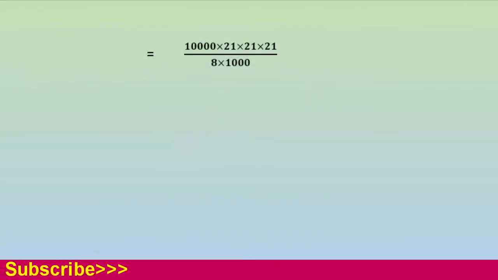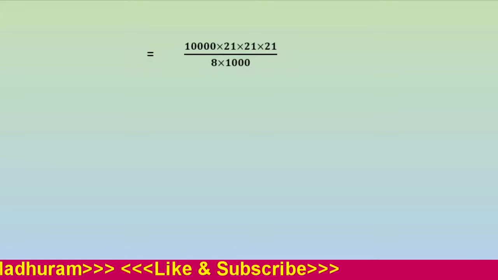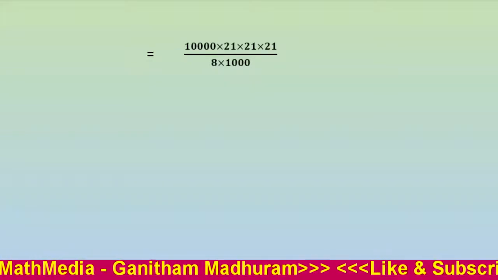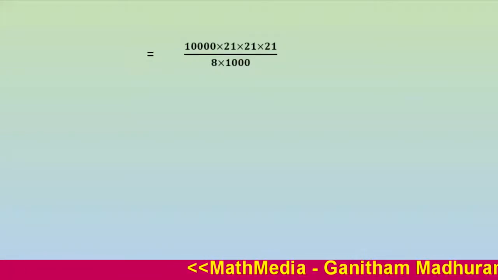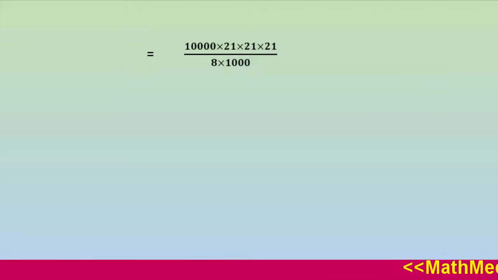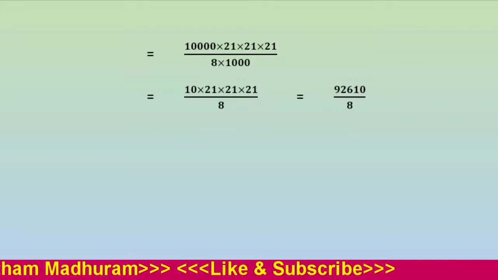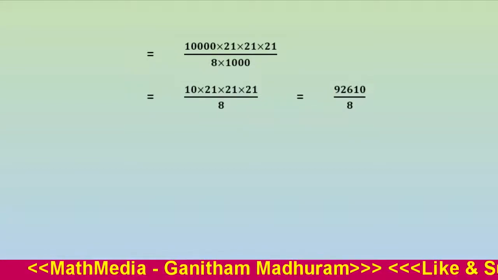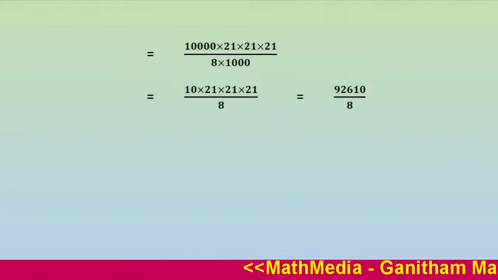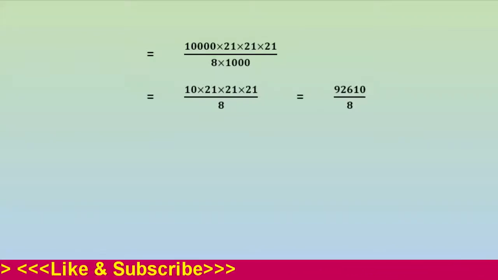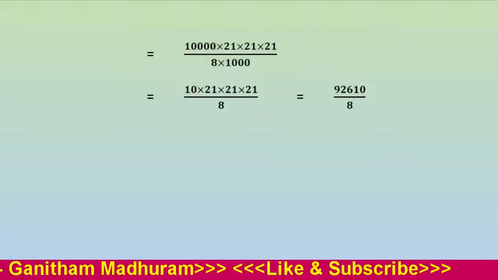Which gives in the denominator 20 into 20 into 20 will give 8,000. That can be written as 8 into 1,000. So the cancellation is easy. 10,000 and 1,000 can be cancelled. The denominator becomes 1 and the numerator becomes 10. So we get 10 into 21 into 21 into 21 whole divided by 8.